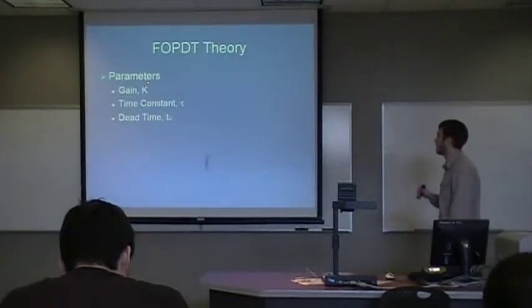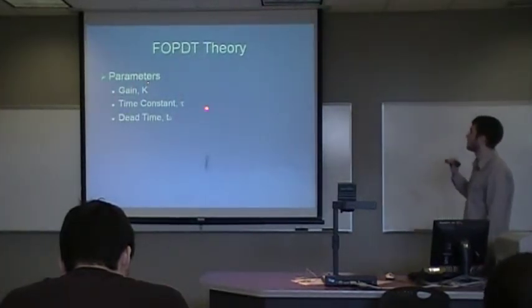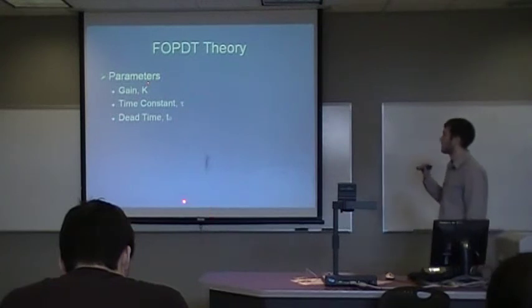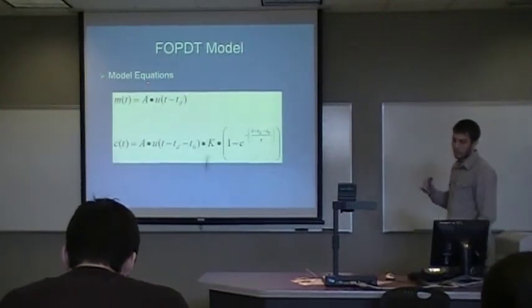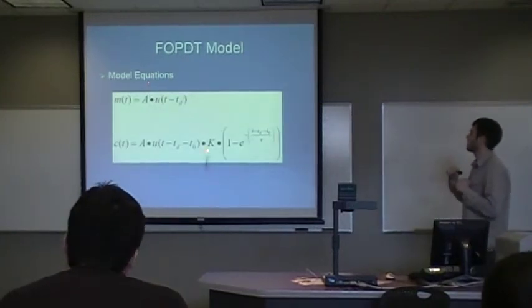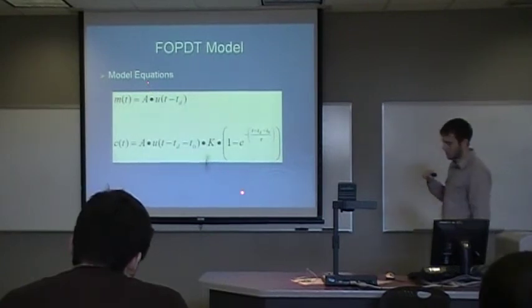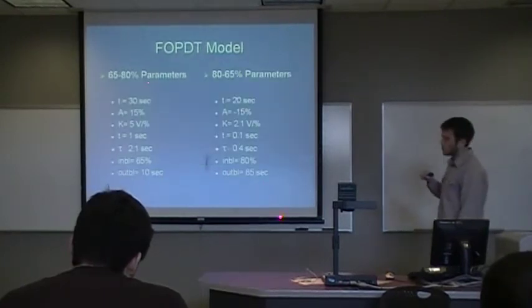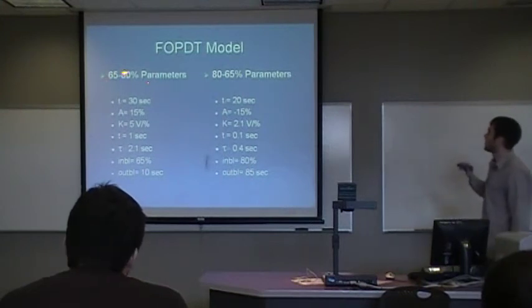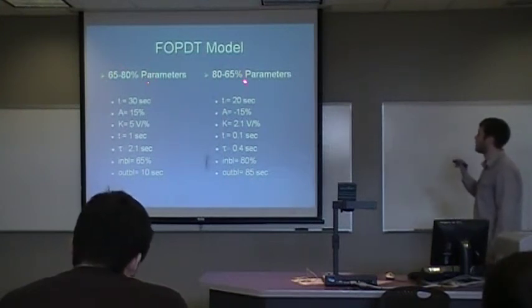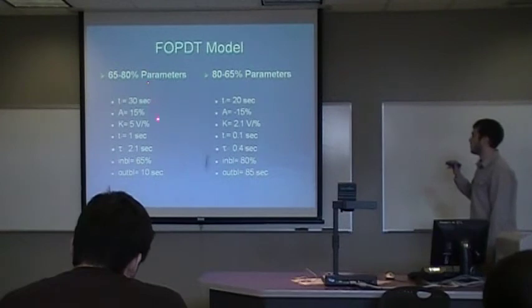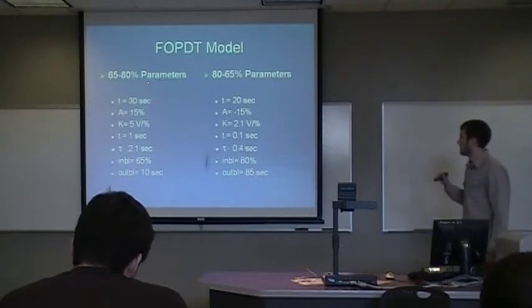Here again, the main reason for FOPDT is the three parameters: gain, time constant tau, and dead time, which are the three main parameters that we're looking at. Here in the model equations, these are the two equations for the manipulated and control variables. This right here, just for the 65 to 80% range in the up and down direction, shows the parameters for the model.